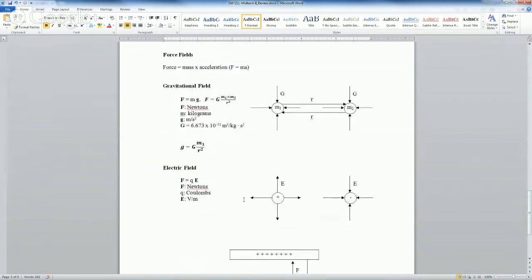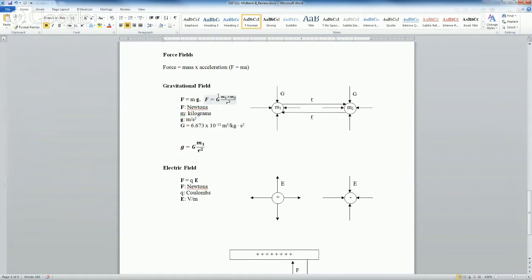We then talked about our two primary force fields for the exam. The first one being gravitational field, the second one being electric field. I'd like you to recall what the similarities and the differences are. Remember that gravitational field has an equation. The equation looks like this guy over here, where the force equals the gravitational constant, capital G, multiplied by the product of the masses and divided by the radius, which of course gets squared.